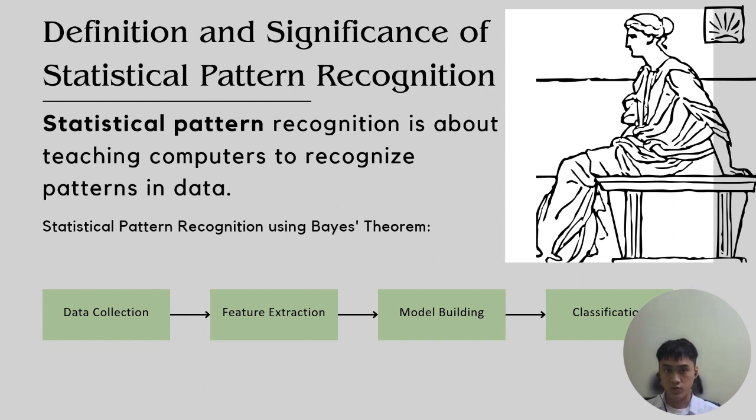And next step, step 3, model building with Bayes' theorem. We use Bayes' theorem to build a statistical model. This model calculates the probability of an object belonging to a certain category based on the observed features. And the last step is classification. Finally, we apply the model to new data for classification. The model calculates probabilities using Bayes' theorem and makes decisions based on these probabilities.